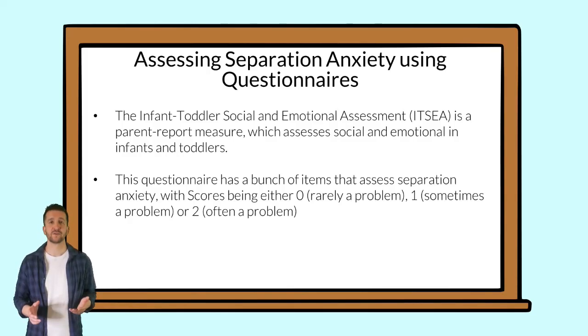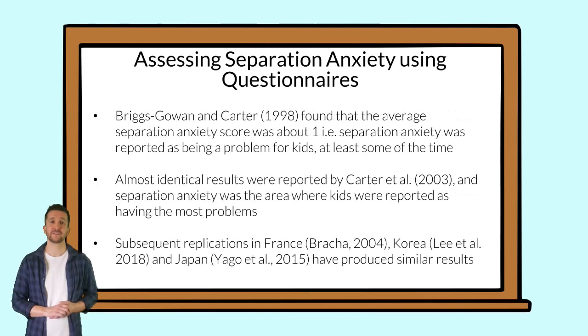So using this approach, in a study of about 200 kids ranging in age from 12 to 36 months, Briggs-Gowan found that the average separation anxiety score was about 1, meaning that separation anxiety was generally reported as being a problem for kids at least some of the time.